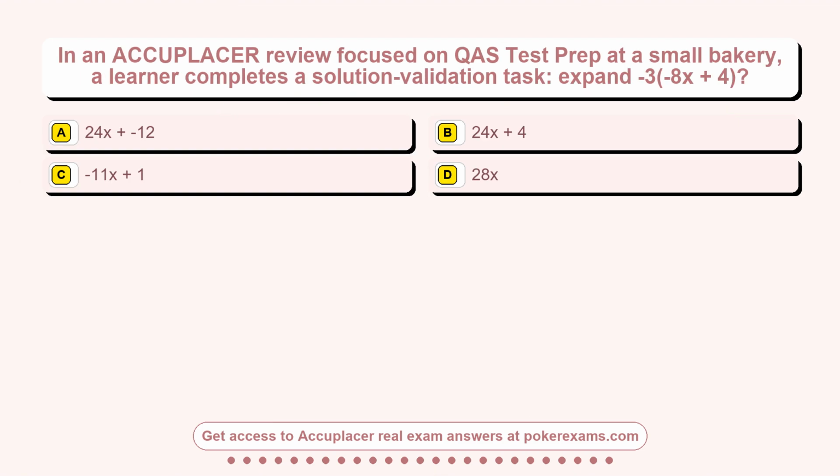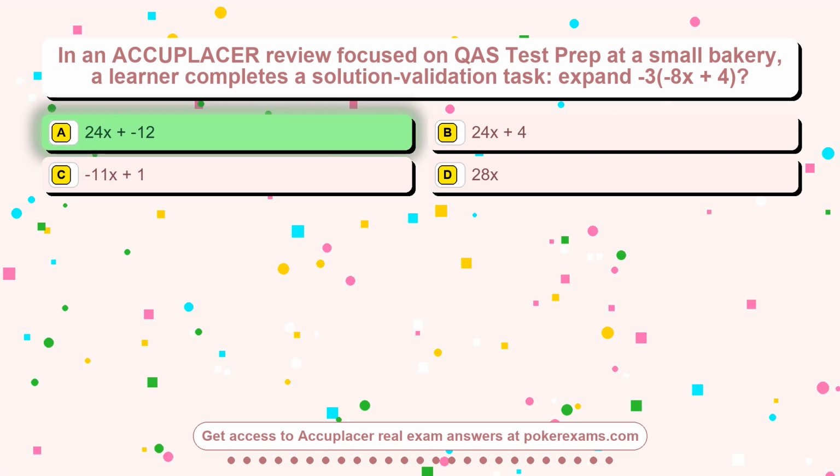Question 22. In an Accuplacer review focused on QAS test prep at a small bakery, a learner completes a solution-validation task. Expand -3(-8x plus 4). Option A, 24x plus -12. Option B, 24x plus 4. Option C, -11x plus 1. Option D, 28x. The correct answer is option A, 24x plus -12.